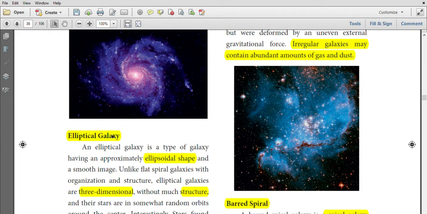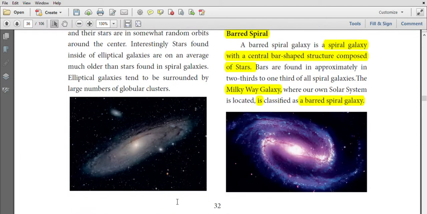Elliptical galaxy. Elliptical galaxies are ellipsoidal in shape. They have a three-dimensional structure. This is an elliptical galaxy.